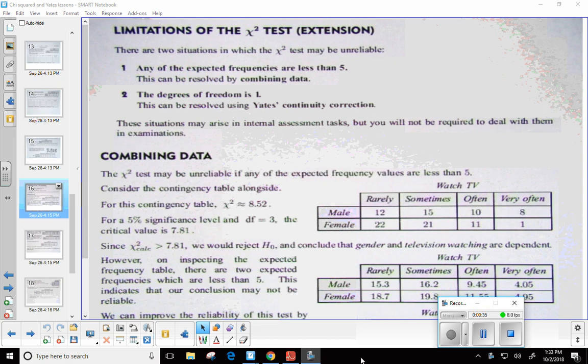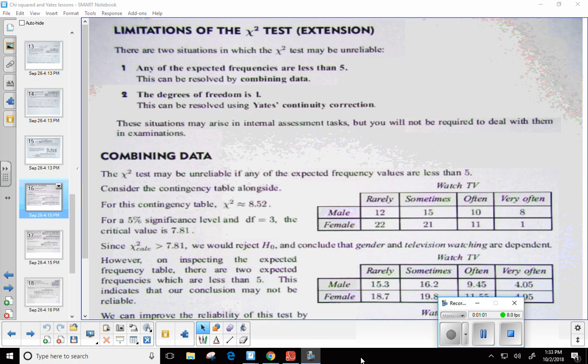There are two that we want to take a look at. One, any of the expected frequencies are less than 5, or two, the degrees of freedom is 1. So if you're dealing with a 2x2 table, you're probably already going to want to be using the Yates Continuity test, which I'm going to show you in just a second. Okay, so these situations may arise in internal assessment tasks, but you will not be required to deal with them on examination. So it's not going to show up on the paper exam, nothing like that.